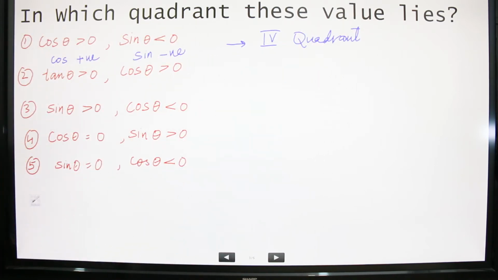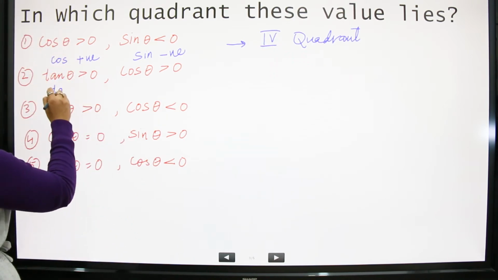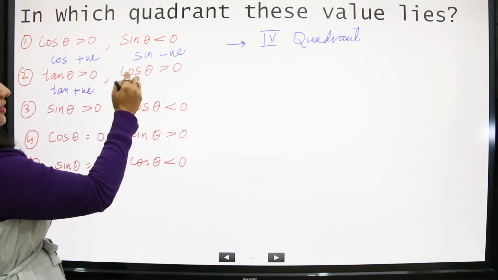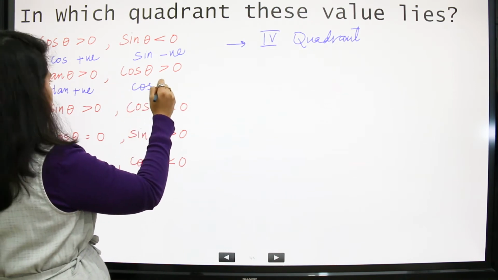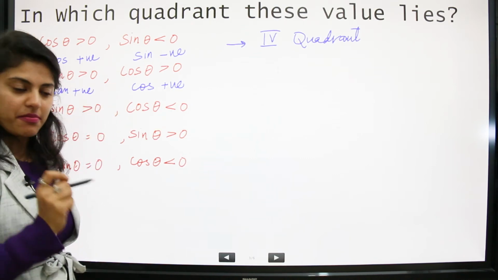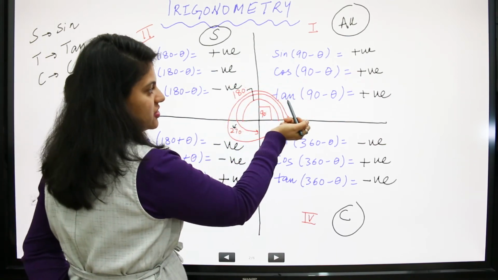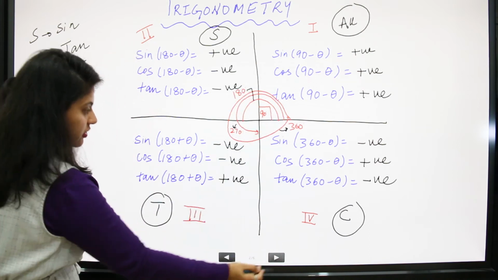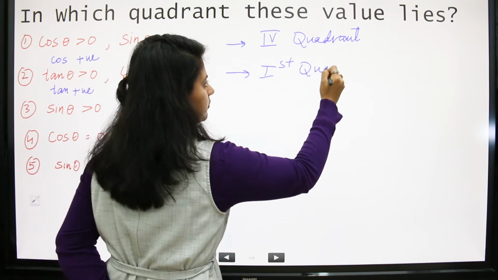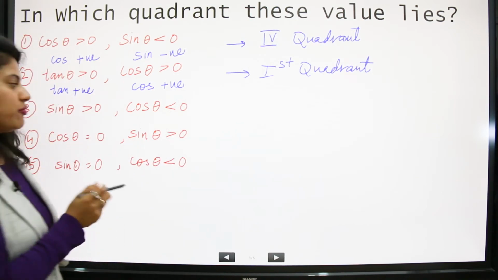Now let's do the next one. We have the tan value. Tan greater than 0 means tan is positive. And cos theta also greater than 0 means cos is positive. So cos positive, tan positive. Remember we have the quadrants, so two values are positive. Tan positive and cos positive are in the first quadrant. So you can write here for this one, first quadrant. Easy to remember like that.